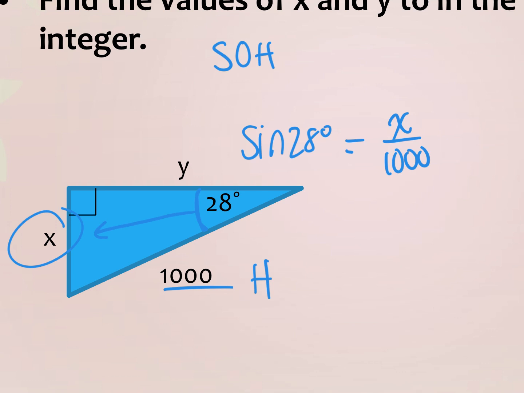How do I solve for x here? Multiply both sides by 1,000. Very good, Ronnie. Multiply both sides by 1,000. Multiply this by 1,000. And you're going to get x equals, I forgot what it was. I think it's like 400 and something. Sine of 28 times 1,000. 469.